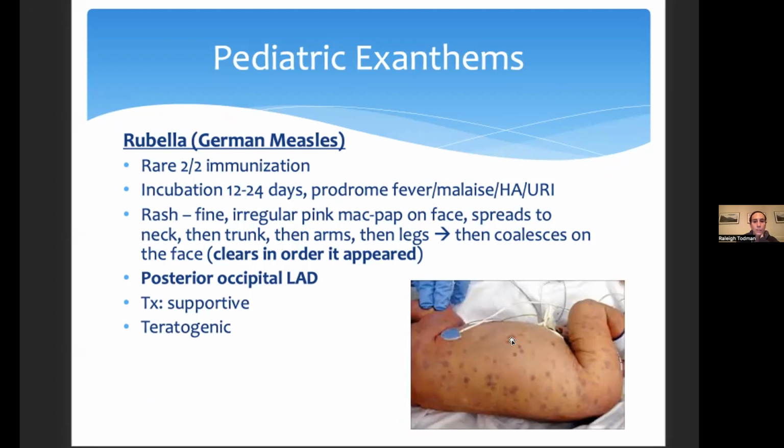Treatment again is supportive. And this is a picture of a baby with all these blue spots who got it in utero. It's definitely teratogenic. When I was training, they called this a blueberry muffin baby or something. That's probably a bad thing to say now, but I always remembered it.